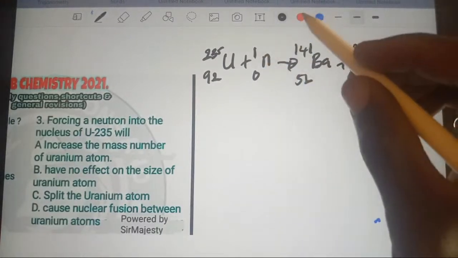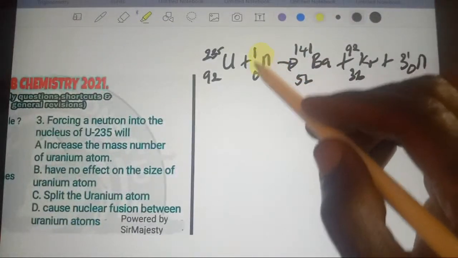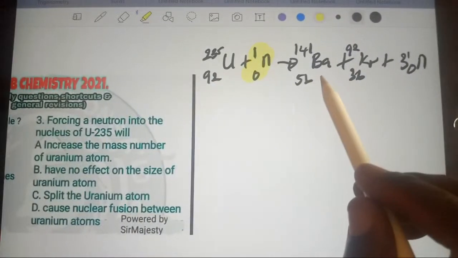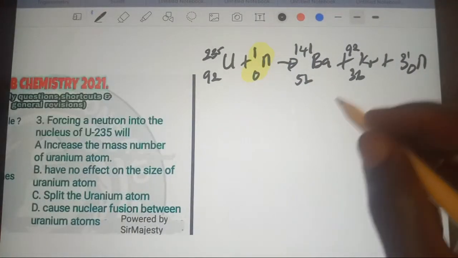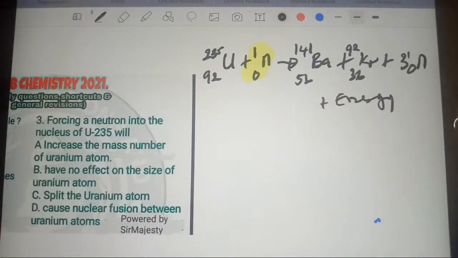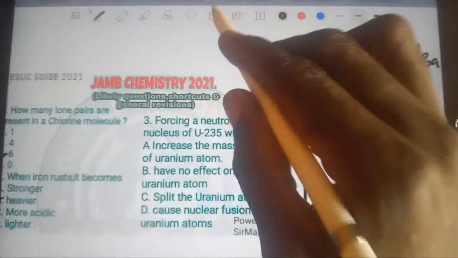So forcing a neutron into the uranium-235 will split it so that you have barium and krypton, with the release of energy actually. So in this case, energy is also released, which relates to E equals mc squared according to Albert Einstein. So we go to the next question.